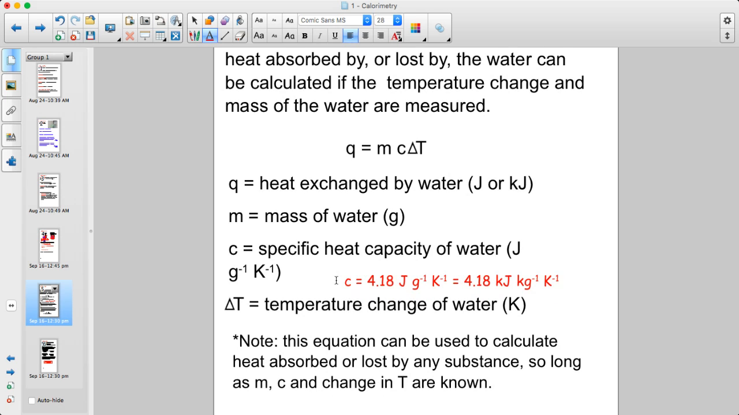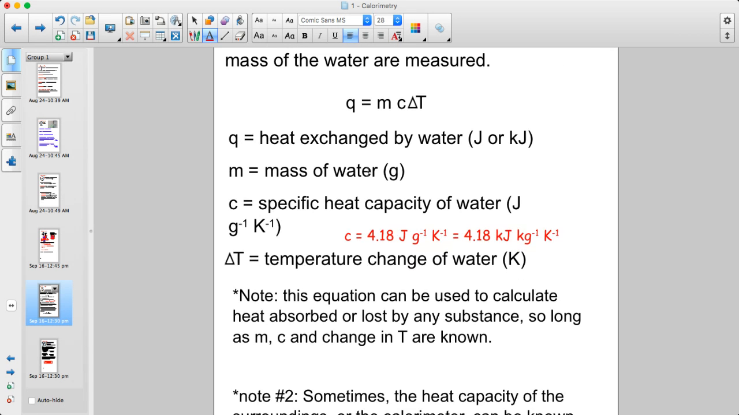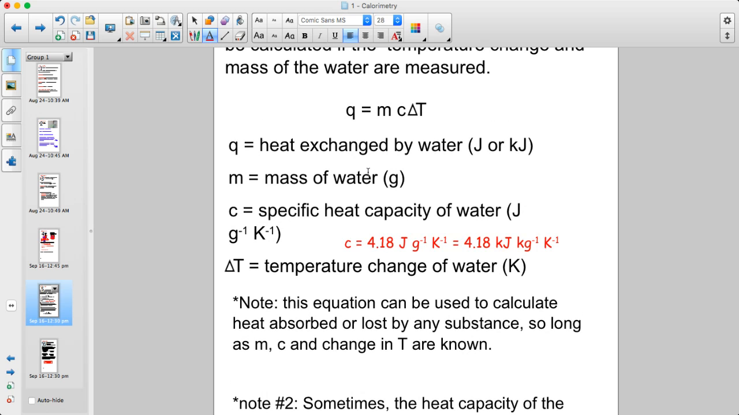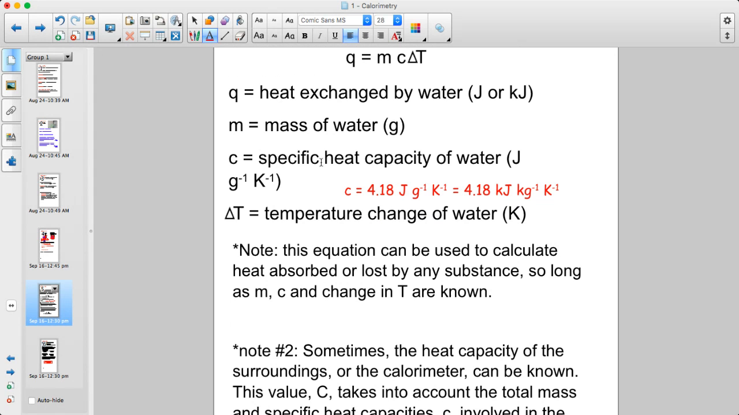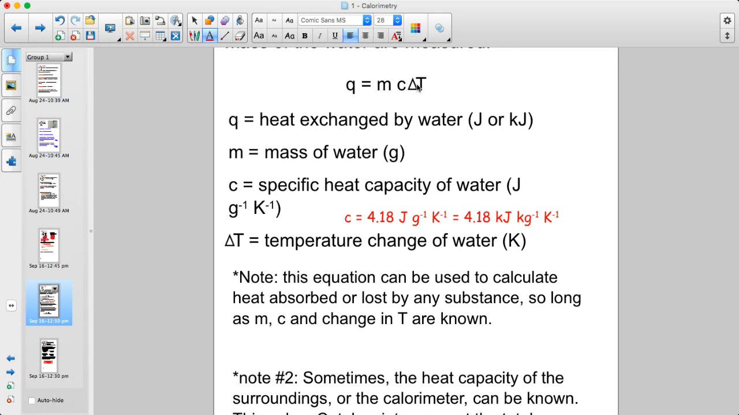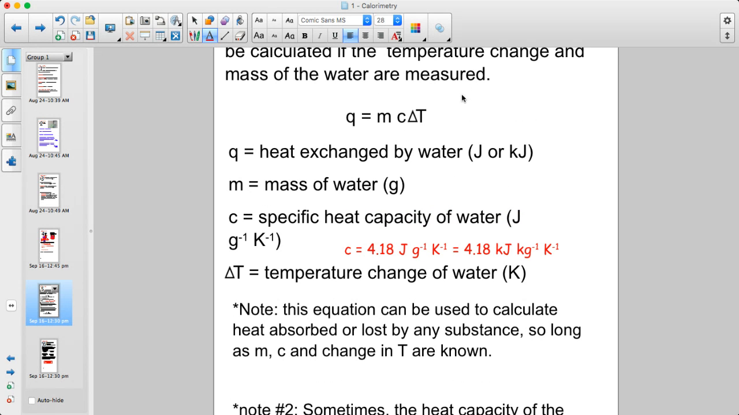So if you know the mass of water, the C value, which is a constant in the data booklet, and you know the change in temperature of your water, you plug those into this equation and you'll know how much heat was absorbed or lost from the water. So if there's an exothermic reaction happening, then the water is going to get hotter. So with exothermic, the temperature change is positive, and Q is positive.